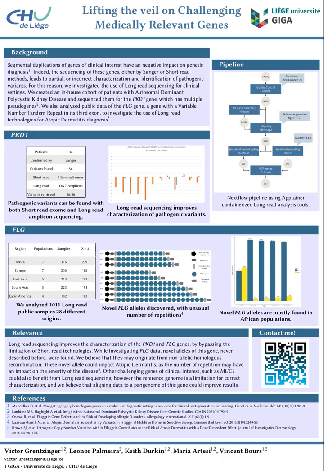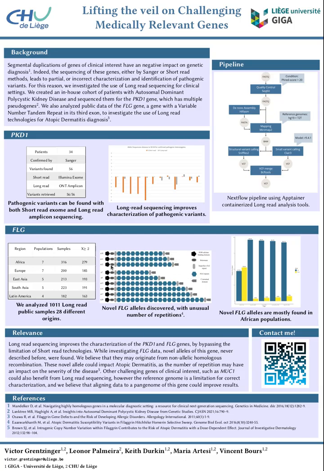For filaggrin, or FLG, I have downloaded 1,134 publicly available long-read whole exome sequencing data. And for each sample, I have labeled the population of origin and only kept samples with a coverage of at least 2x on the third exon, which gives me 1,011 samples of 28 different origins.